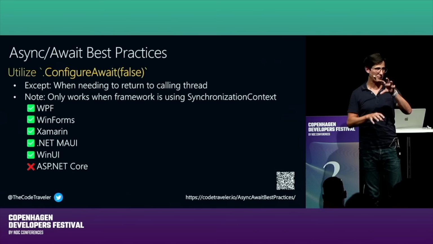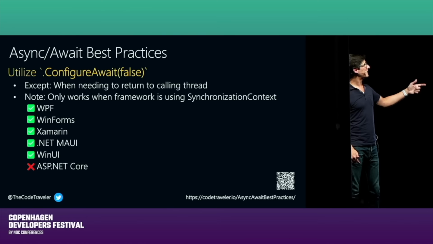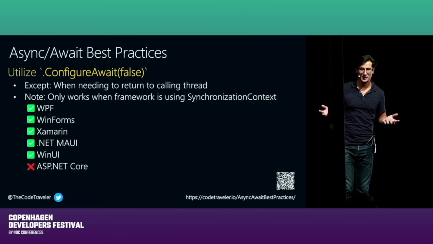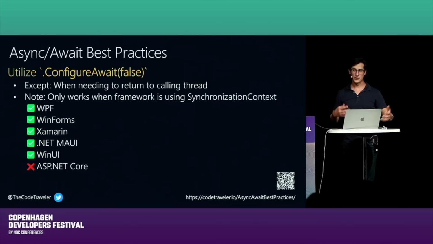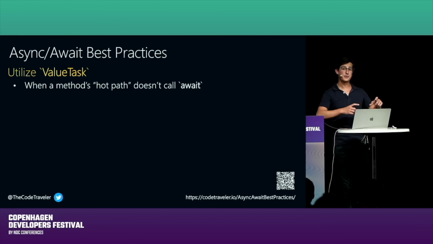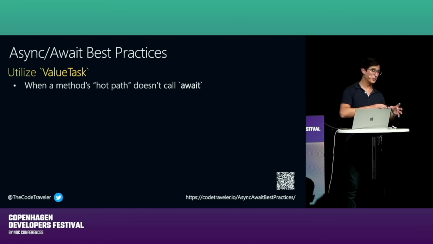But because ASP.NET Core does not have a synchronization context, calling ConfigureAwait(false) is the same thing as calling ConfigureAwait(true). They don't make a difference, because that whole ConfigureAwait is actually telling the synchronization context whether or not to return back to the calling thread. So, little caveat there. ValueTask. Again, if the hot path of your method does not use the await keyword, if 9 times out of 10 that code in your method will never call await, have it return a ValueTask instead of a Task.